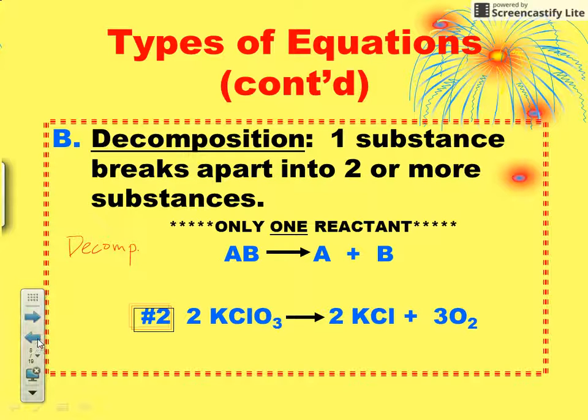On the classwork worksheet, if you look at number 2, that is the very first decomposition reaction. Notice you have one reactant here on the reactant side, and it broke apart into 2 substances, in this case potassium chloride and oxygen.